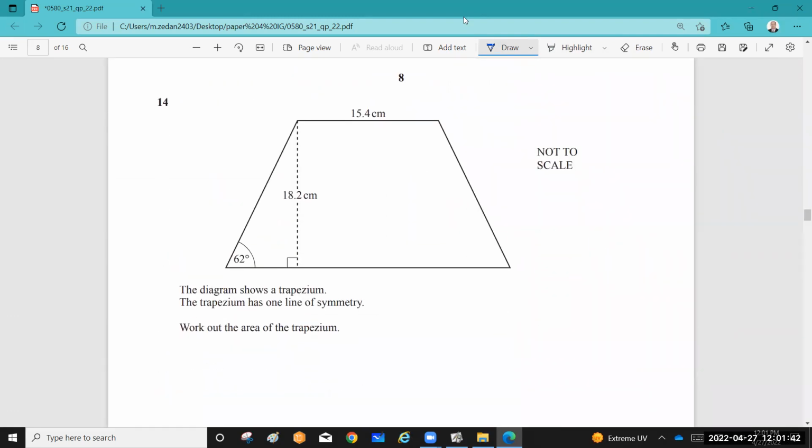I have a trapezoid here. The diagram shows a trapezoid or trapezium. The trapezium has one line of symmetry. One line of symmetry means that it's an isosceles trapezium. Work out the area of the trapezium. The area of the trapezium, as you know, is the average of the bases, a plus b over 2, times the height, the perpendicular height between them. I have one of them. I have to find this side.